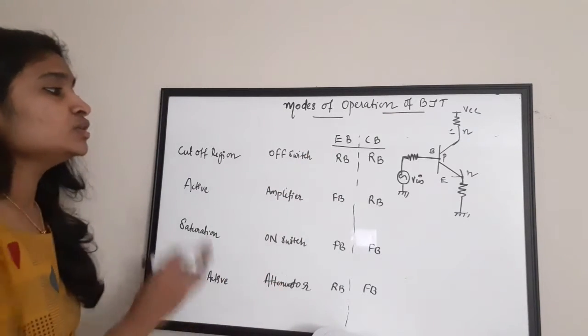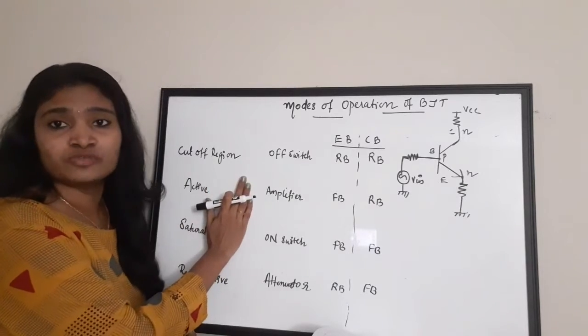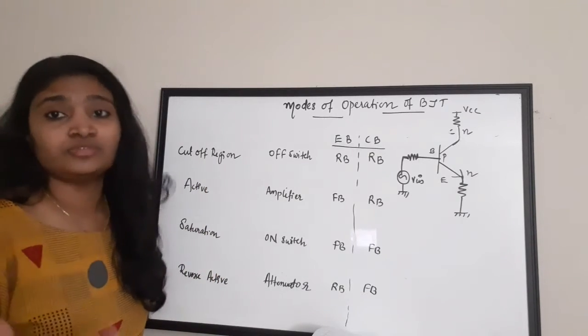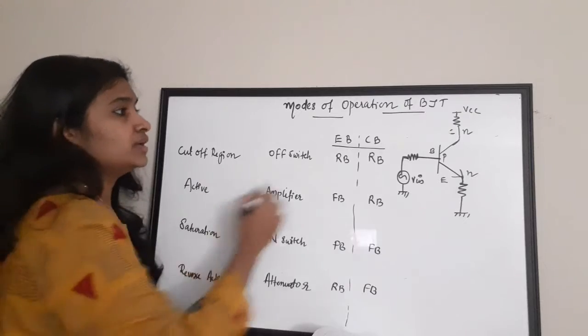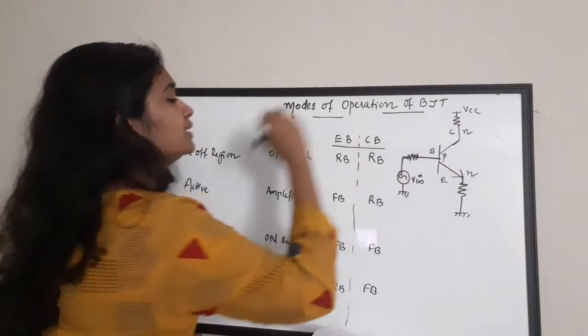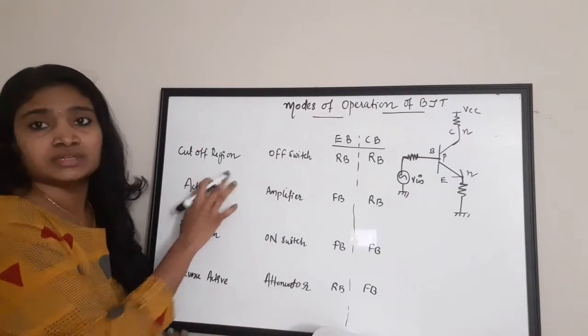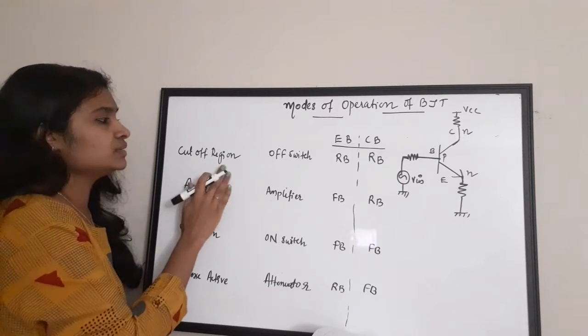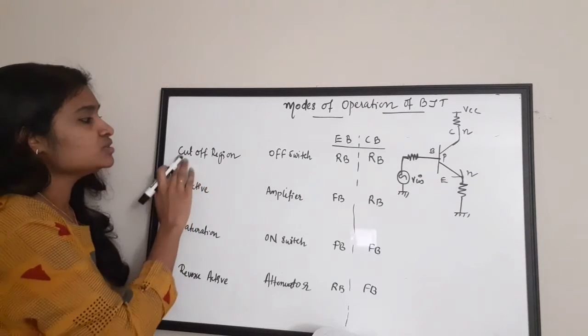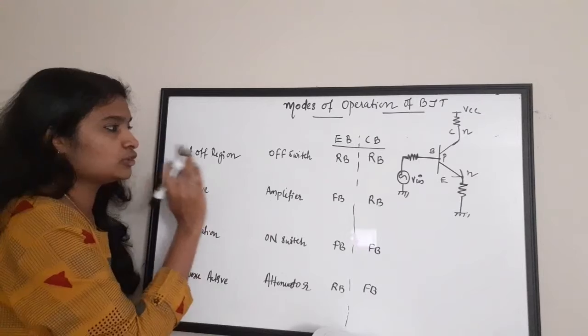You should be thorough with this first, then go for how to find the modes of operation. This is the cutoff region, which is the first mode. There is no order basically. So the first one is the cutoff region or cutoff mode.